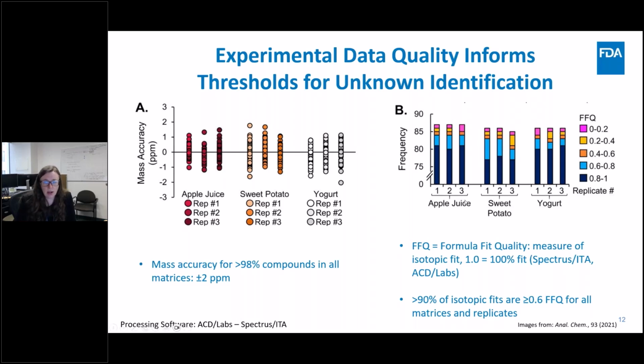We did a similar look at the formula fit quality, which is effectively a measurement of how well the isotopic fit matches. And we found that greater than 90% of the isotopic fits were greater than 0.6 FFQ. So we can use this to set a threshold where, say, if we had an unknown with a putative identification, but the mass accuracy was 4 ppm, we might be less confident that that's really what the compound is. And so this is really helpful.